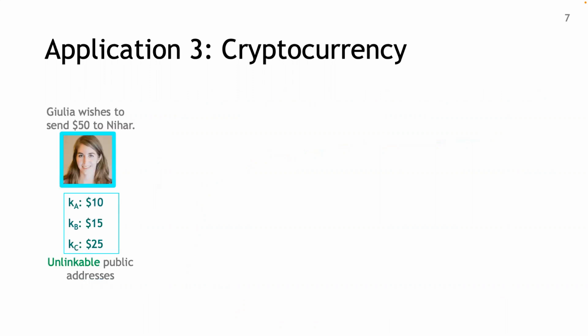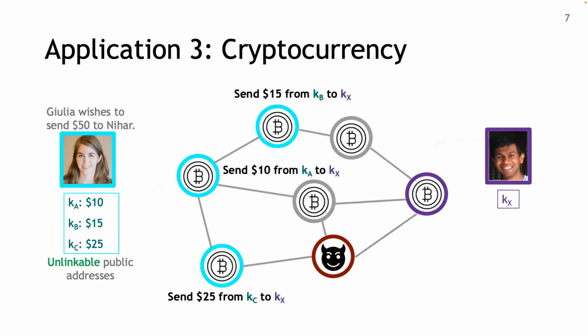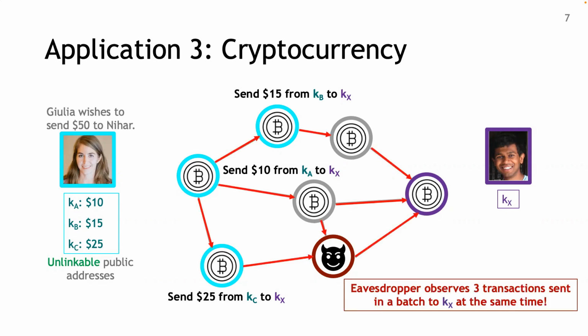Okay. Finally, if we look at the example of cryptocurrency, we'll walk through one example here of what can go wrong. So let's say that Julia wants to send $50 to Nihar. Maybe she stores those $50 in 3 different public keys, and these should, in theory, be unlinkable. So then when she wants to send to Nihar's public key KX, she'll broadcast over a peer-to-peer network that she wants to send money from each of these keys to Nihar's output key. Then the messages will be propagated across the network. But if there's some eavesdropper who's listening on the network, they'll essentially observe that 3 transactions were sent in a batch to this output address at one time. Then they can link together these ostensibly unlinkable keys.